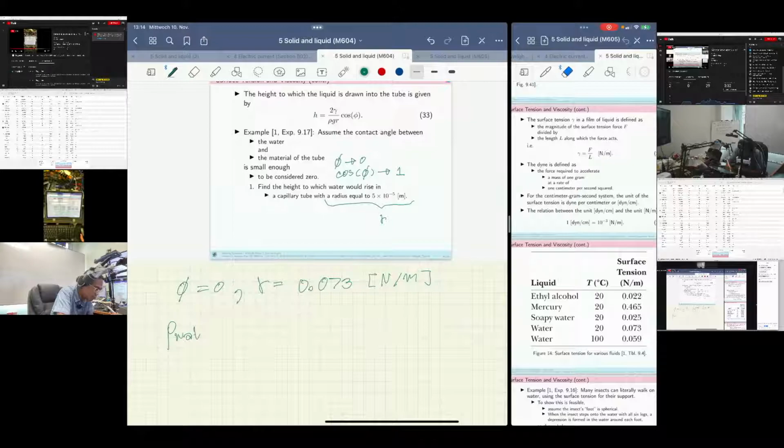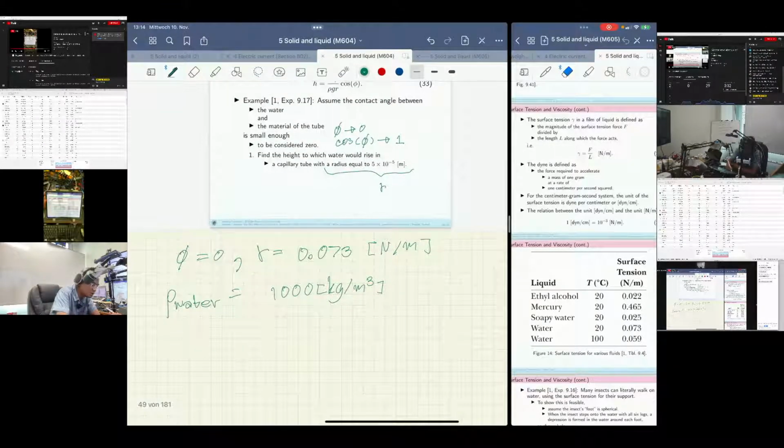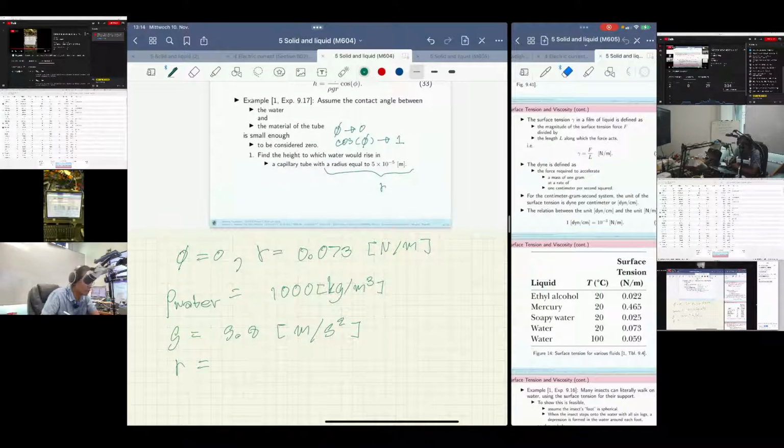Rho water is 1,000 kilogram per cubic meter. And g is the acceleration on Earth, which is 9.8 meter per second square, and radius is what they have provided there, which is 5 times 10 to the negative 5 meter.